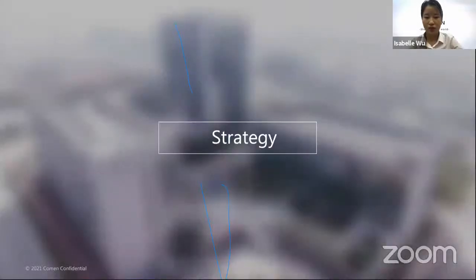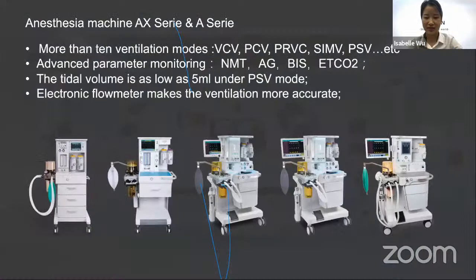Next, I would like to share our commercial strategy. Every year, Comen launches 5 to 10 new products to keep our competitiveness in the market. Today, we are really excited to hear the wonderful presentation from the doctors. For the anesthesia machine, Comen can provide 8 models of anesthesia machine from low-end market to high-end market to satisfy the different clinical needs of the anesthesiologists.